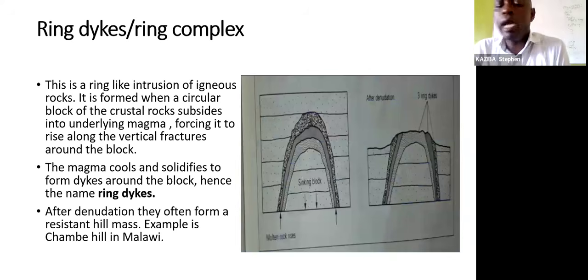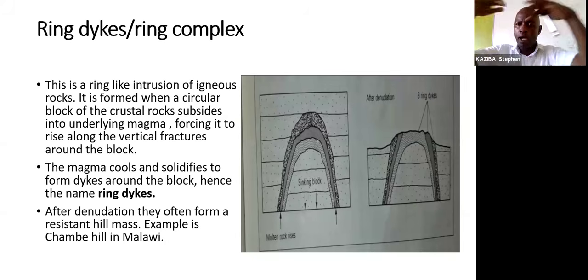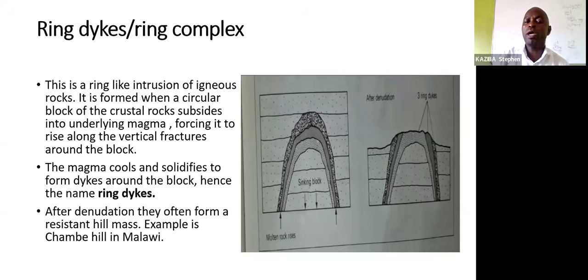Then you also have ring dikes. Now these ones are ring-like intrusions of igneous rocks. They are formed when circular blocks sink within the interior, and as they sink, magma forms those rings around them. Now, when magma solidifies, it solidifies with those rings around those blocks. When they're exposed, you can easily see those rings around the blocks.